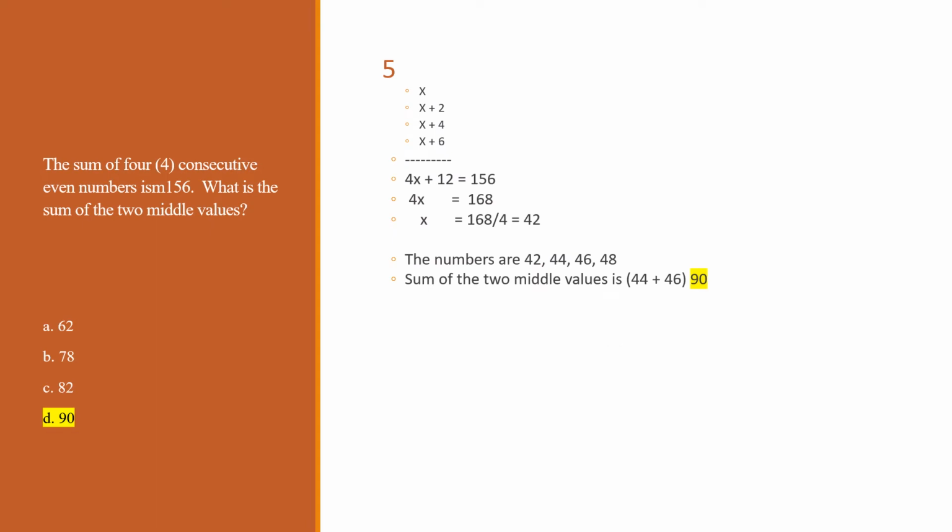For number 5, we are asked to find the sum of the two middle values of four even numbers. Okay? 4 even consecutive numbers. So as in the previous example, we add up x, x plus 2, x plus 4, x plus 6, because we're just adding the even numbers. Adding this all up, that would give us 4x plus 12 equal to 156. Therefore, 4x is 144 and x is equal to 36. The sum of the two middle values would be 38 plus 40, which gives us 78.